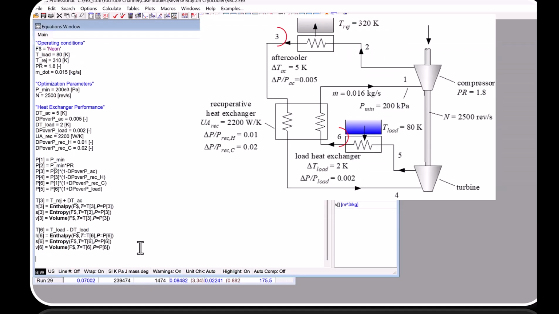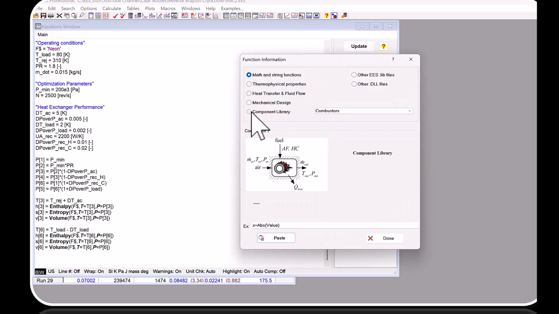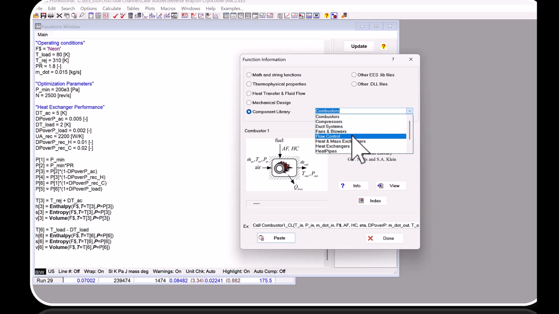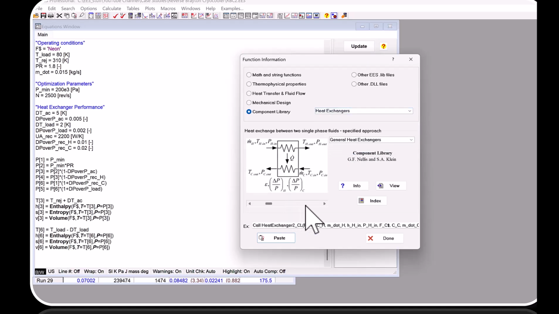Okay, so that's states 3 and 6. Those are the inlet states to my recuperator. So I'm going to simulate the recuperator knowing the conductance and the fractional pressure drops in those inlet states. So I'll go to function information. I'll select the component library. It's already been loaded. I loaded it with that directive, so I have to go to heat exchangers. And then I have to find the one that I want.